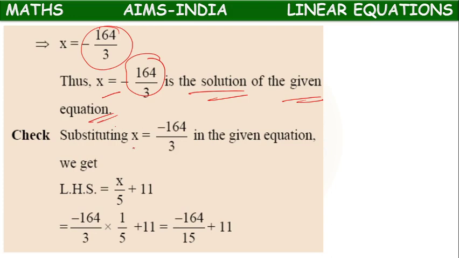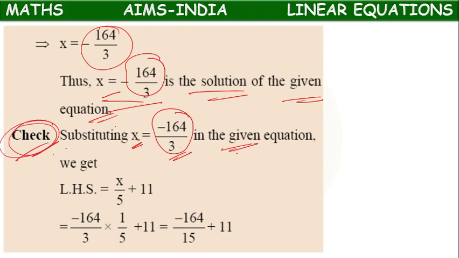So how to check it? x value minus 164 by 3. If we substitute in the given equation, so answer already we have got here. Now we are checking the answer, whether it is correct or not. For checking that, what we have to do? We have to substitute x value in the LHS part. What is LHS? x by 5 plus 11, with x value minus 164 by 3.